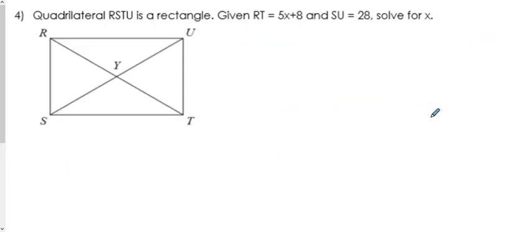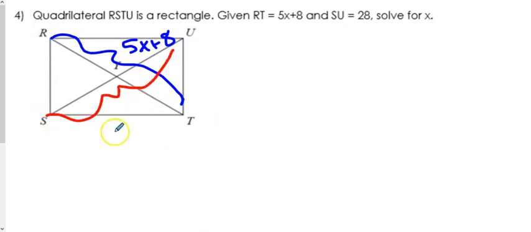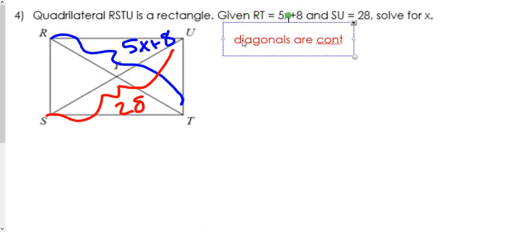Last example here. We've got quadrilateral RSTU is a rectangle. Given that RT, okay, so RT is this diagonal here, is 5x plus 8, and SU is 28. We want to solve for x. So we're going to use a property of our diagonals again, and this time we're just going to use that diagonals are congruent. We don't need the fact that they bisect here because we've been given the whole pieces. So we're just using that they're congruent, and we're going to just place them equal to each other.